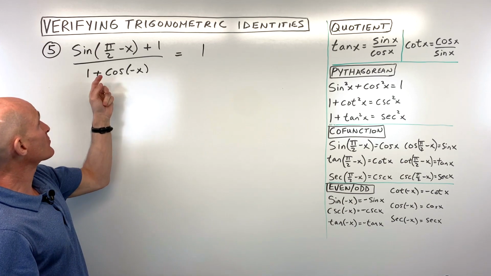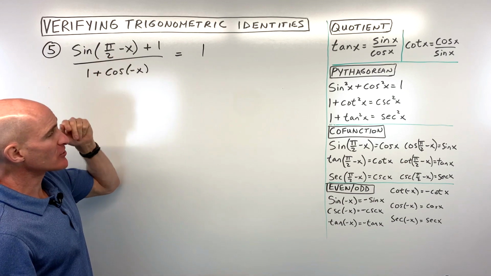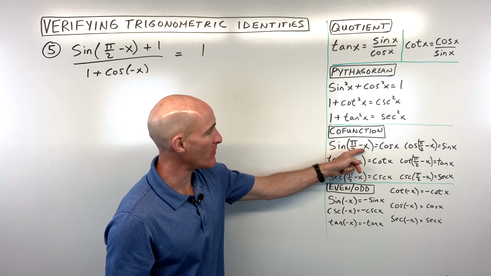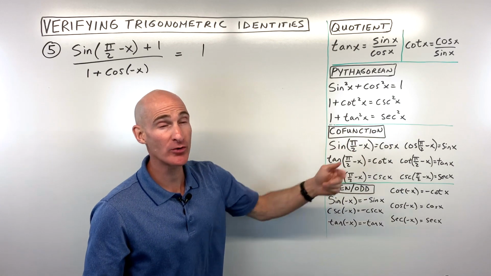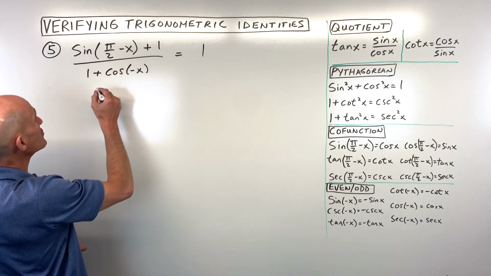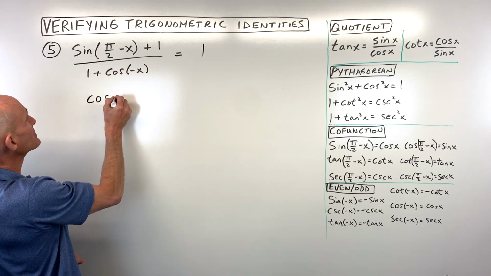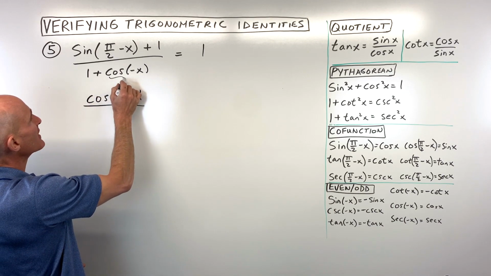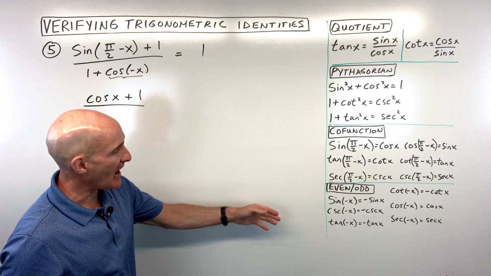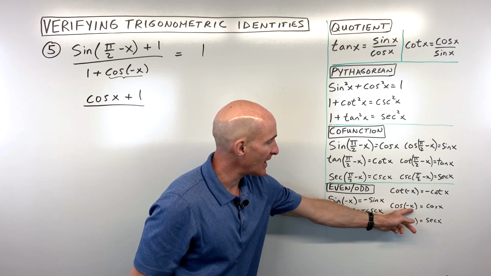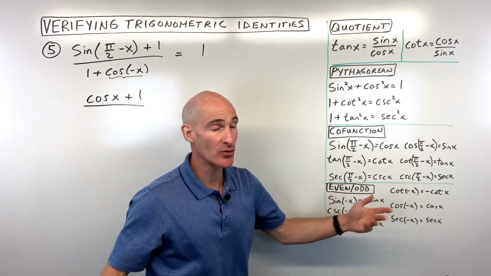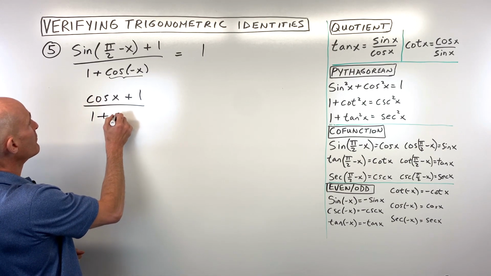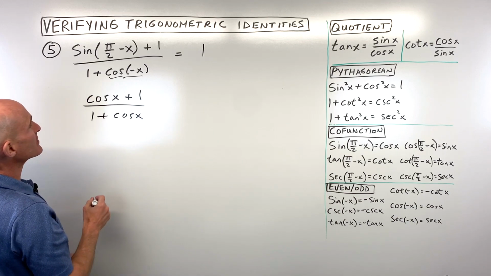So if I was going to do this problem, I would notice I've got this pi over 2 minus x. That's a cofunction. Sine of pi over 2 minus x is equal to the cosine of x. So we can replace this whole quantity here with cosine of x plus 1. And then over here we have 1 plus cosine of negative x. That's an even-odd identity. Cosine of negative x is just equal to the same as cosine of positive x. So this whole thing is going to be 1 plus cosine of positive x.